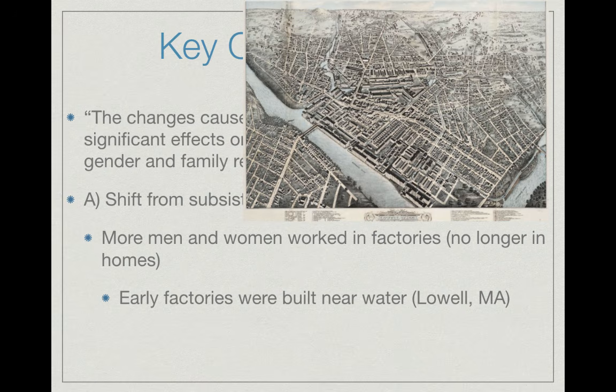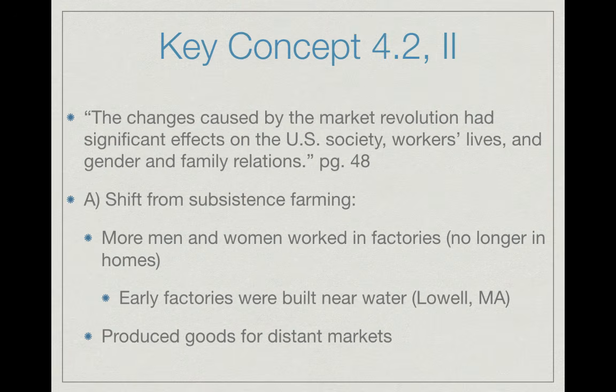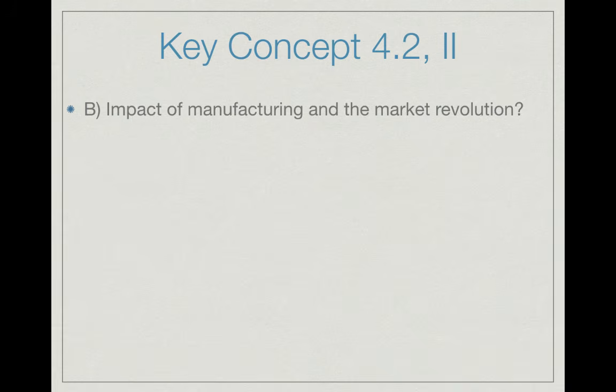And it's important during this time that factories are built near water as a source of power for the machines. And they would produce goods for distant markets, not only in the United States, but in various parts of the world as well. What's the impact of manufacturing and the market revolution?